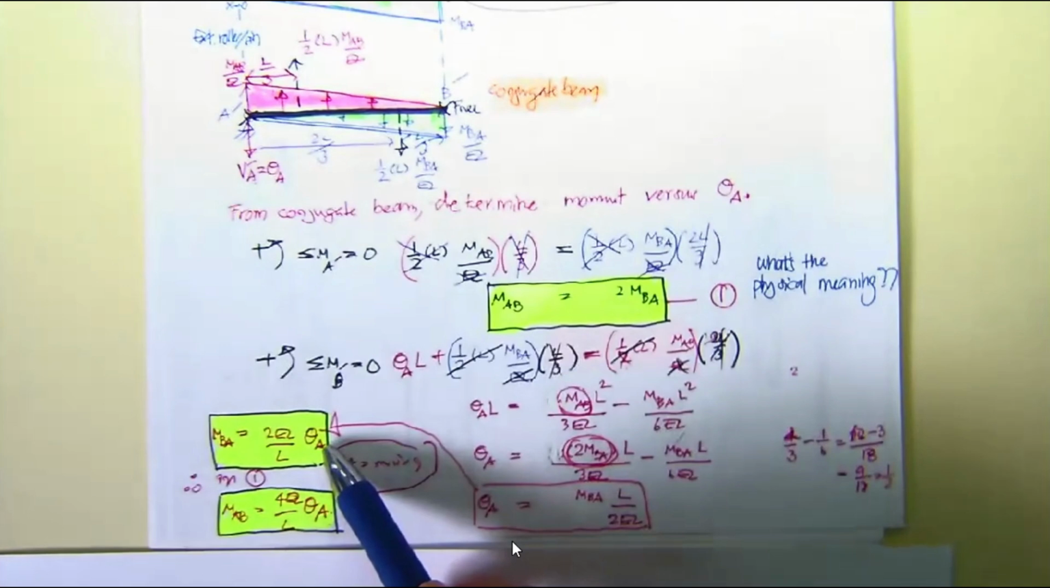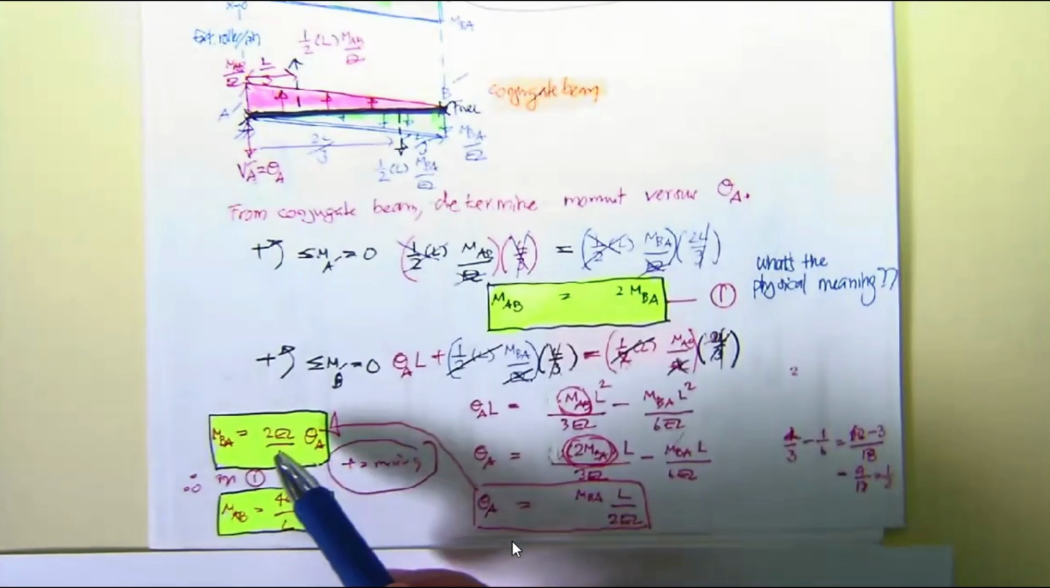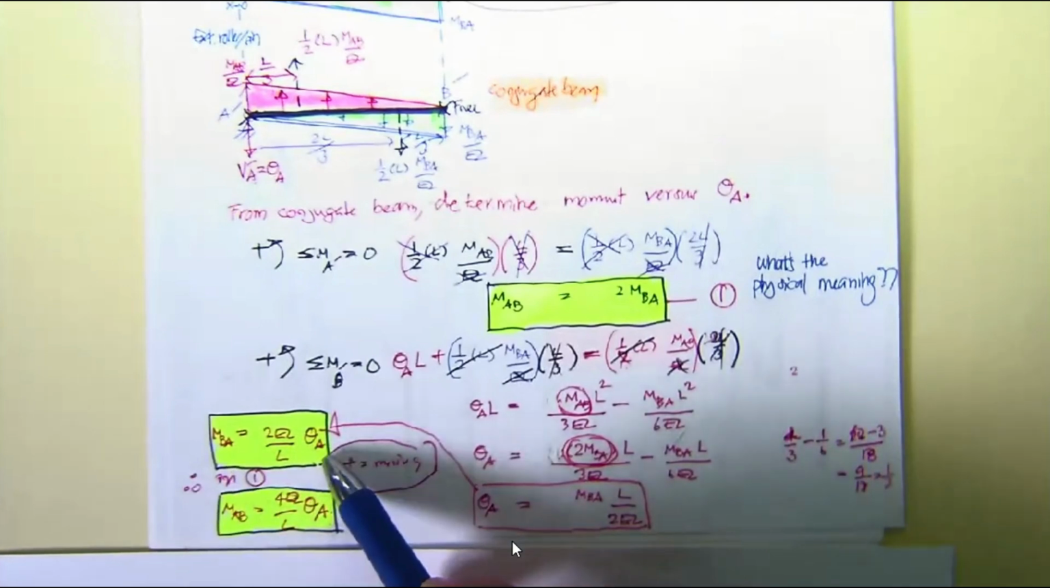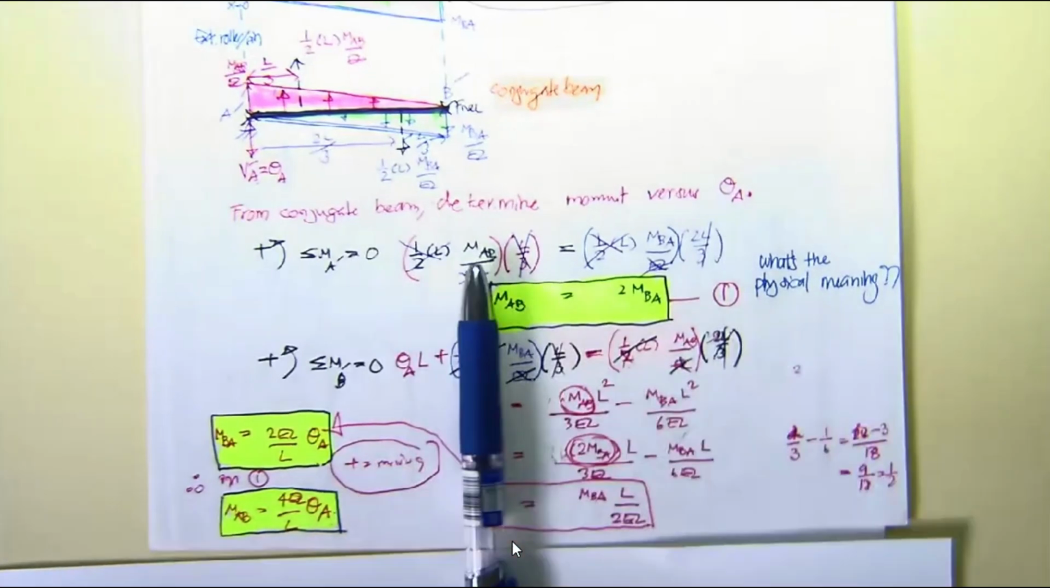That means if you assume you know zeta sub A, you will be able to determine end moment. And also, if you know the end moment, you may determine the slope theta sub A. Now, let me switch you back to the PowerPoint.